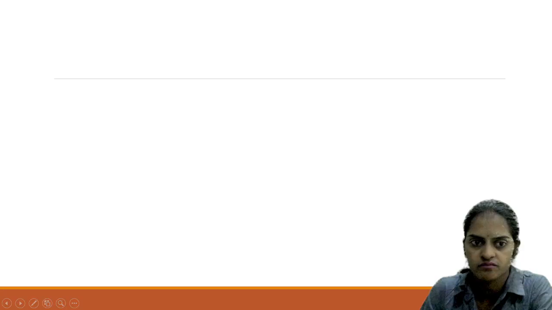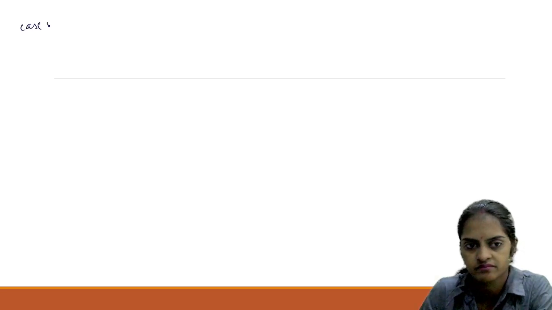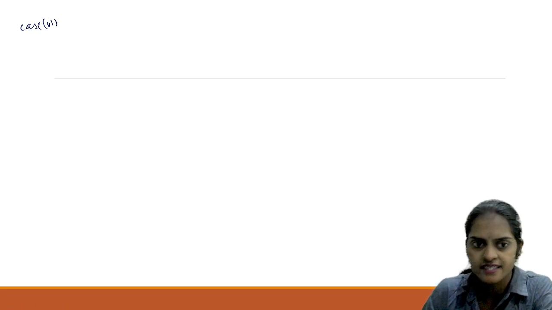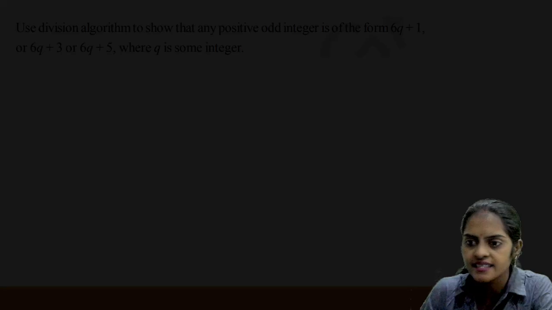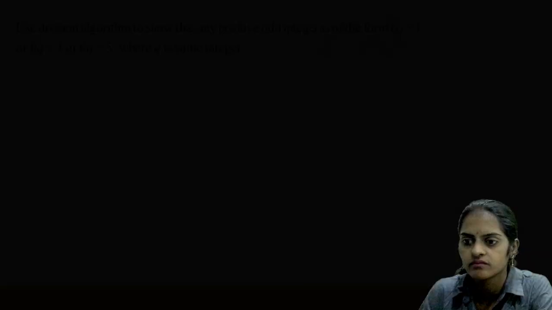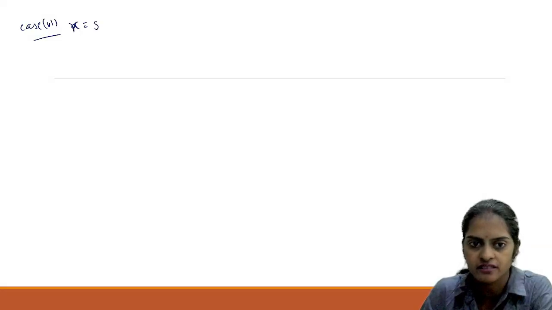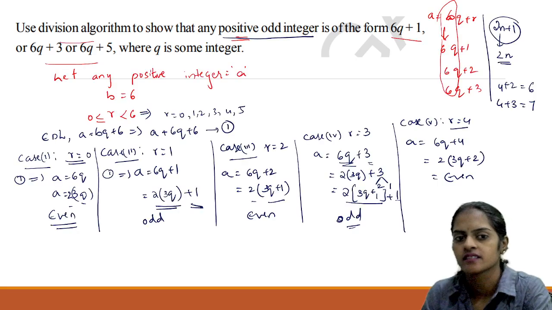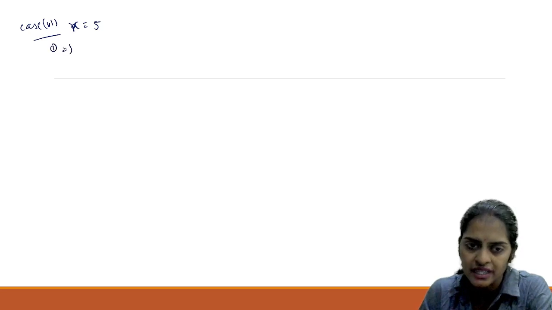Case 6. Case 6 is r is equal to 5. If I take r as 5, the last case, then the first equation will be a is equal to 6q plus 5.